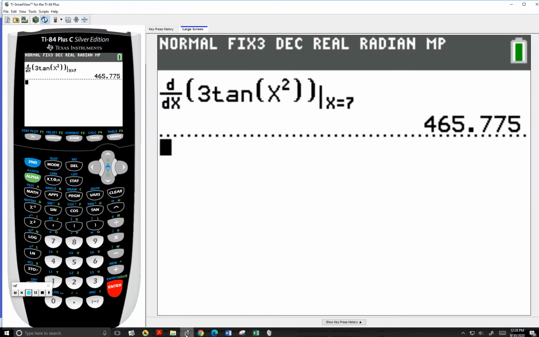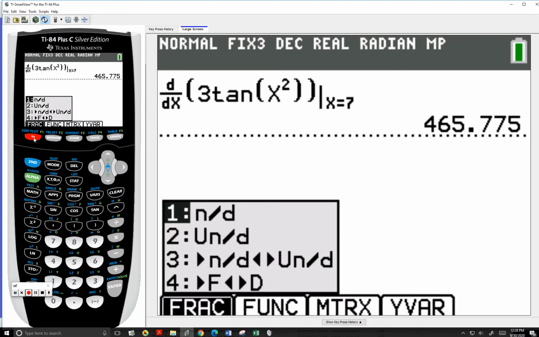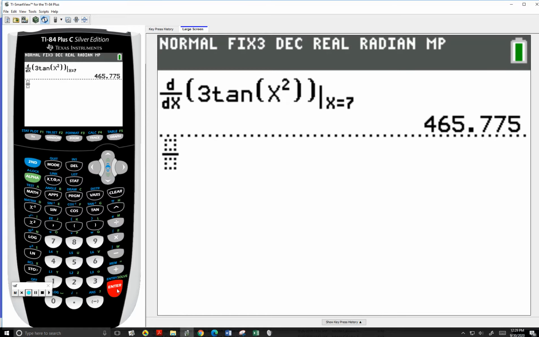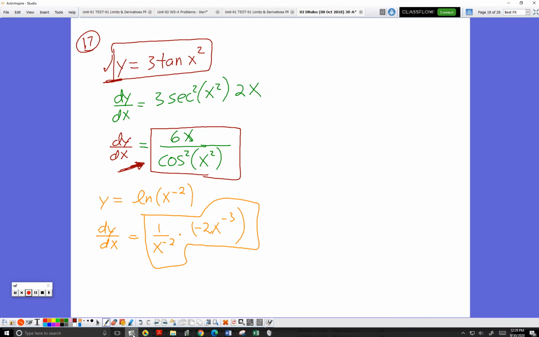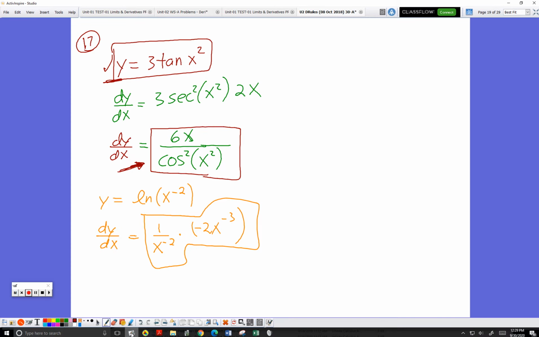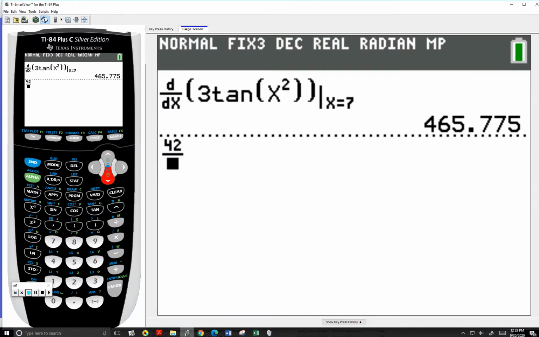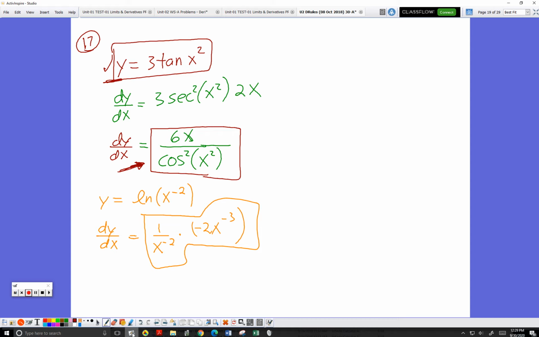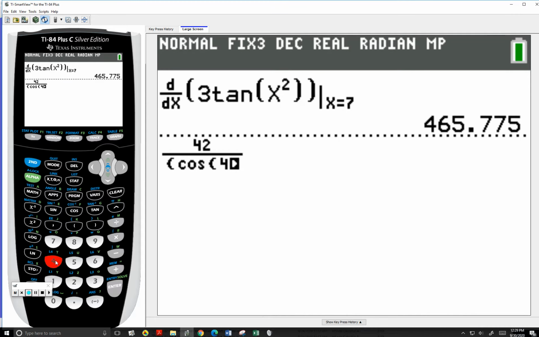Use the fraction bar. Go alpha, y equal, choose fraction. I've got to have 6x. So that means 6 times 7, I can do that in my head, 42, divided by cosine squared of x squared. So I need cosine squared. That means I need to have the cosine all squared. So that's the cosine of x squared. X is 7, so that's 49. And I want all of that being squared, like that. And it better be the same number.